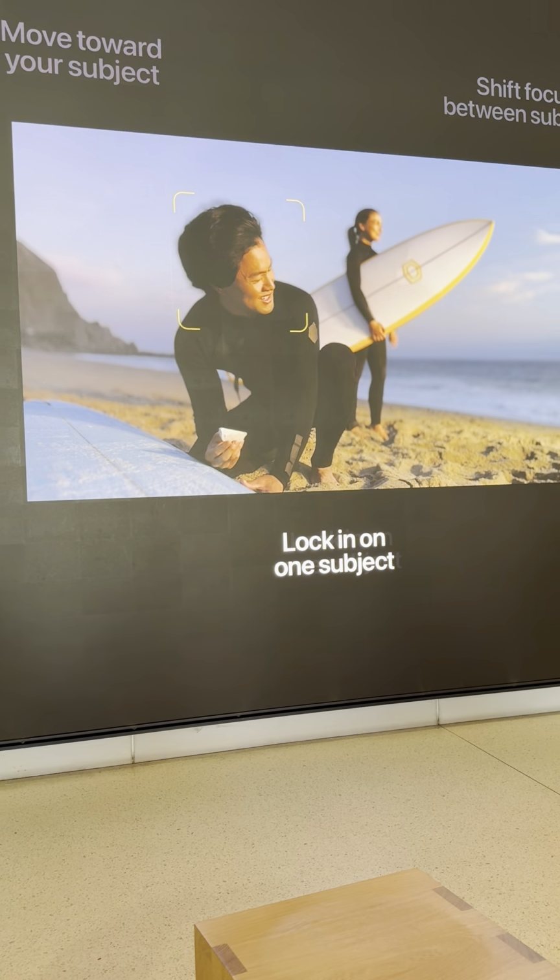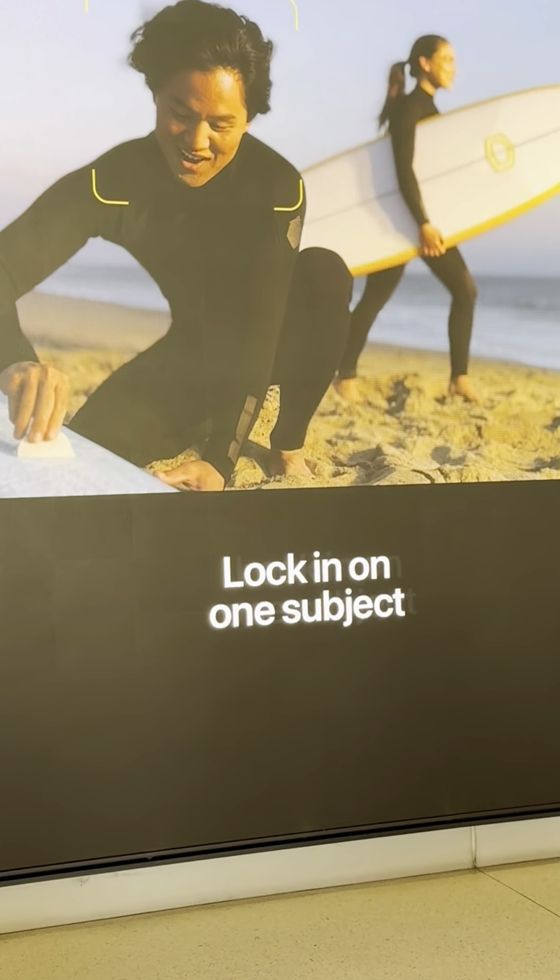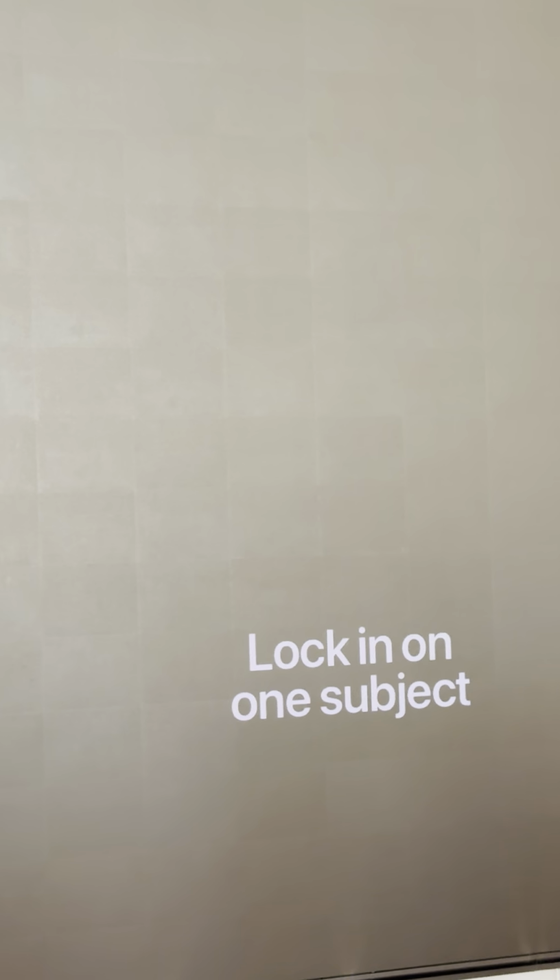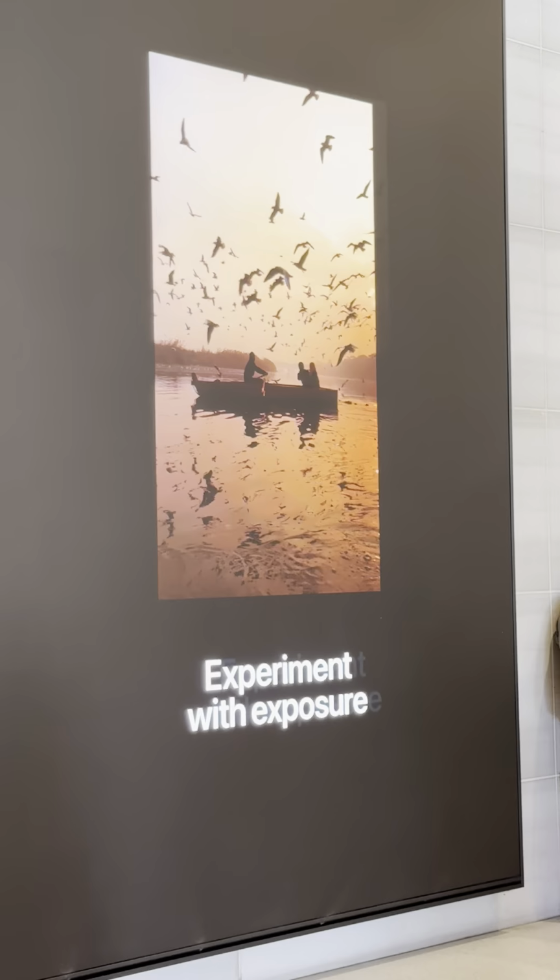And this is, of course, called cinematic mode. And then you can also shift between your subjects. Another thing is experiment with exposure. If you want something to have kind of a moodier look, what you can do is, let me show you.